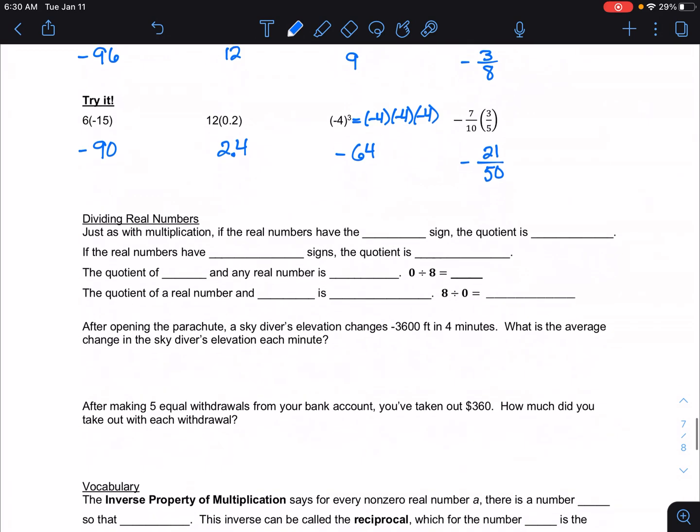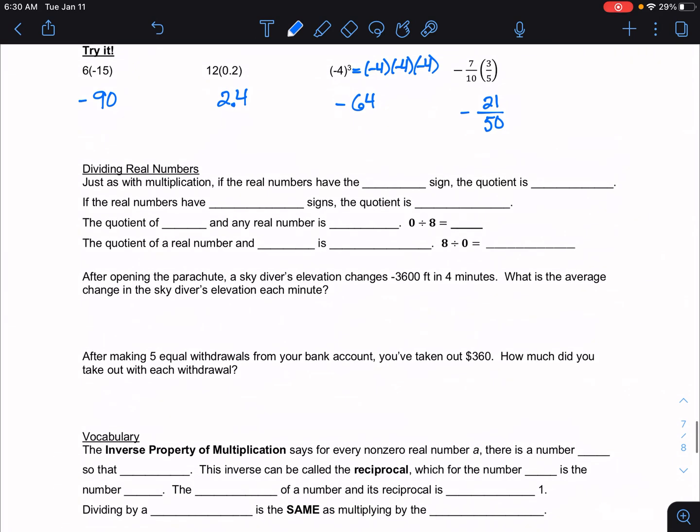In much the same way, division follows a lot of the same rules. So just as with multiplication, if the real numbers have the same sign, then our quotient is going to be positive. Whereas if the real numbers have different signs, then the quotient is going to be negative.